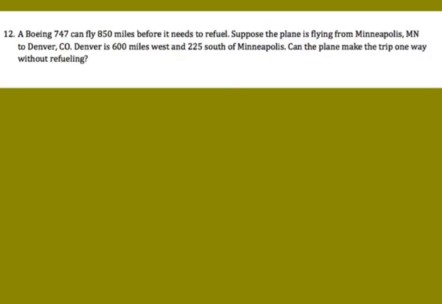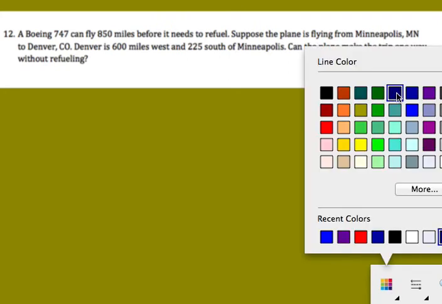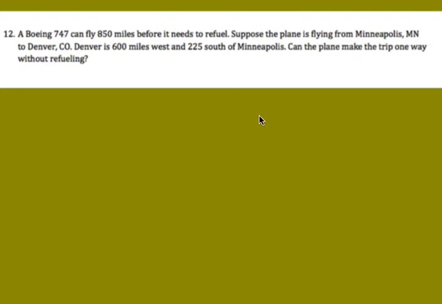Last but not least, let's take a look at our last two word problems. So we're talking about a Boeing 747 flying 850 miles before refuel. Suppose the plane is flying from Minneapolis, so I'm just going to draw Minneapolis right here, to Denver, which I'm going to draw down here. So they need to go 600 miles west and 225 miles south.